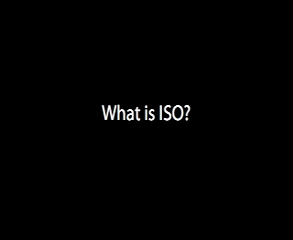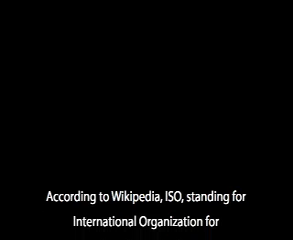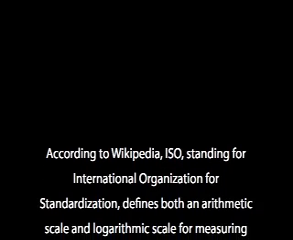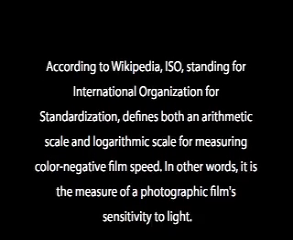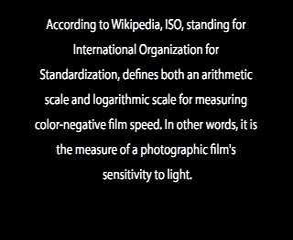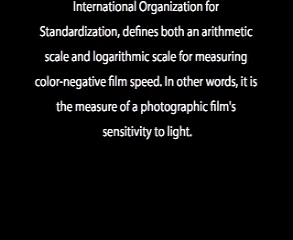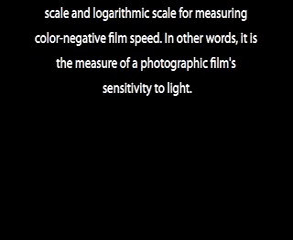First of all, what exactly is ISO and what does it represent? According to Wikipedia, ISO, standing for International Organization for Standardization, defines both an arithmetic scale and logarithmic scale for measuring color negative film speed. In other words, it is the measure of a photographic film's sensitivity to light.